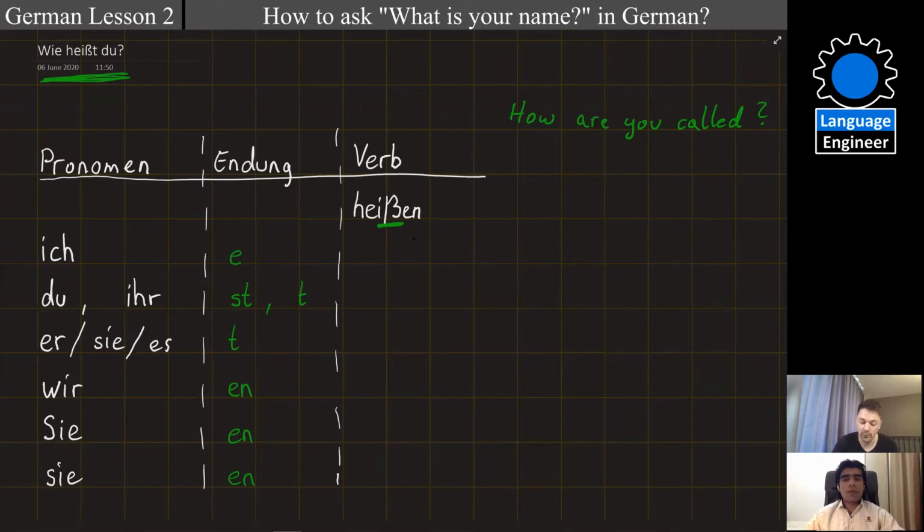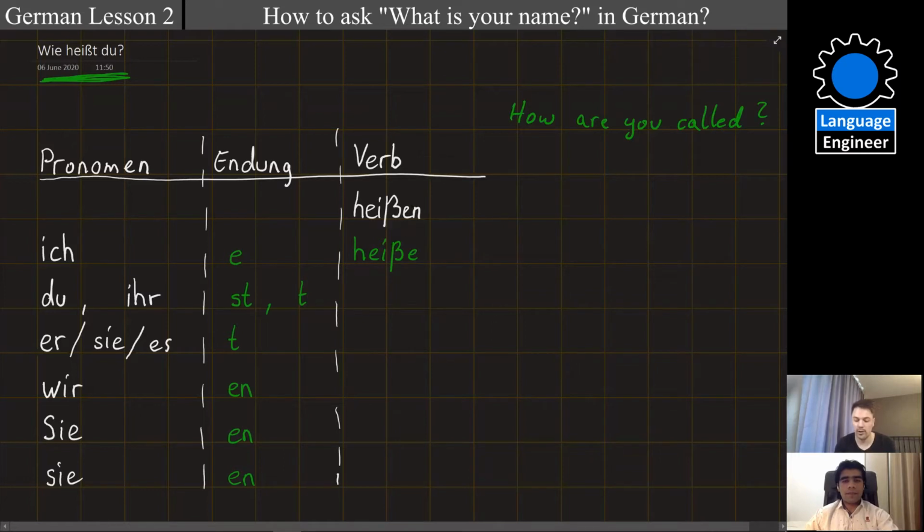So I will do the first one and you continue then. So I will say, ich heiße. So we remove en and then we add e. And you continue? I have one question.